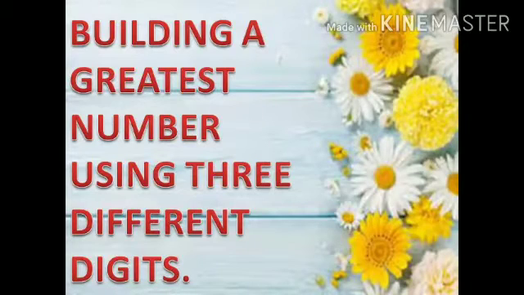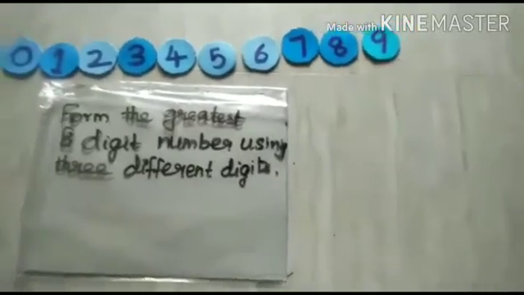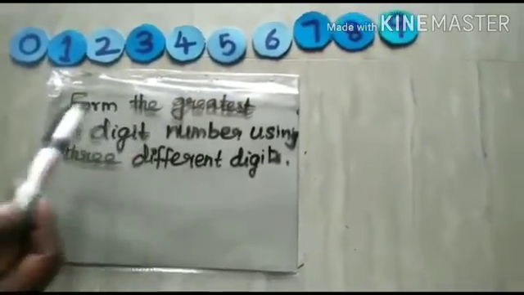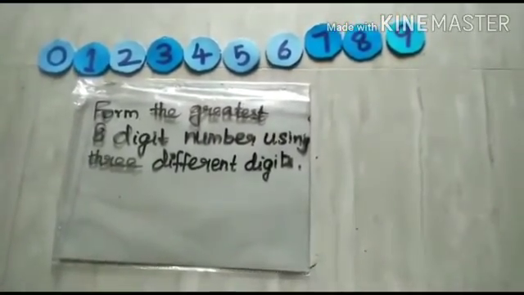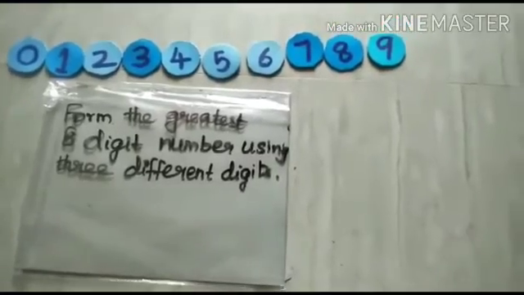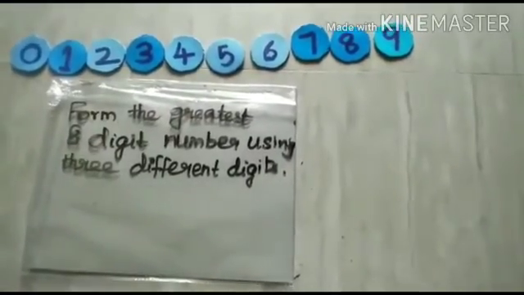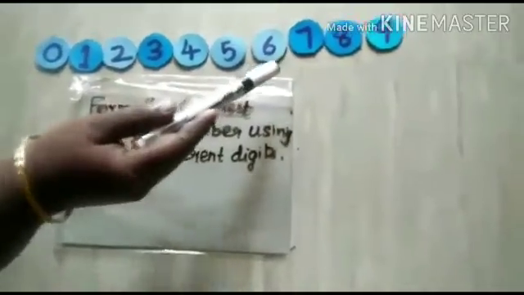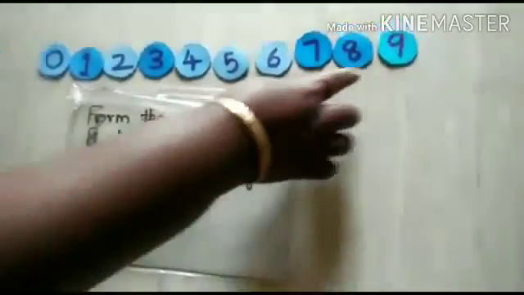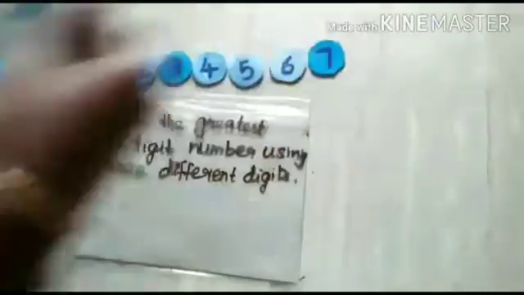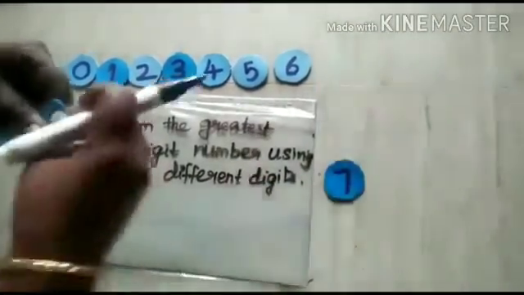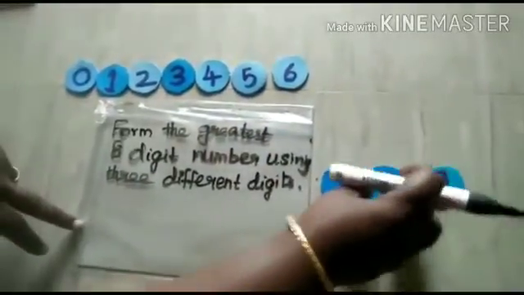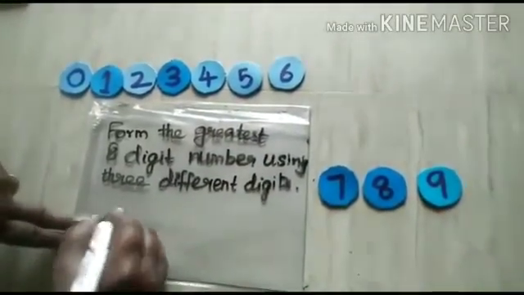Building the greatest number using 3 different digits. Last question, children. Form the greatest 8-digit number using 3 different digits. So we have to use 3 different digits. And here you have to form the greatest number. So what I have to do, I have to take the greatest 3-digit numbers. So I have to take 9, 8, 7. So using these 3 different digits, I am going to form the greatest 8-digit number.